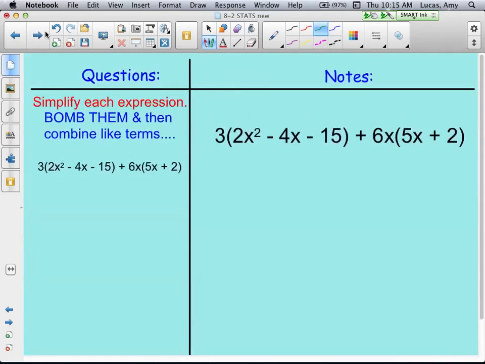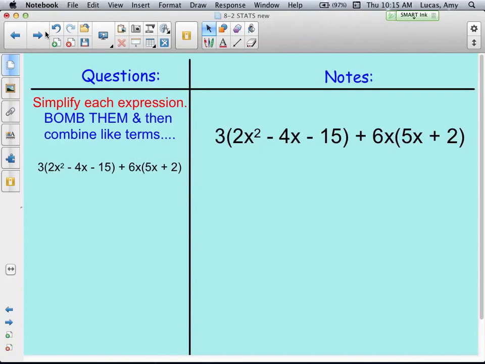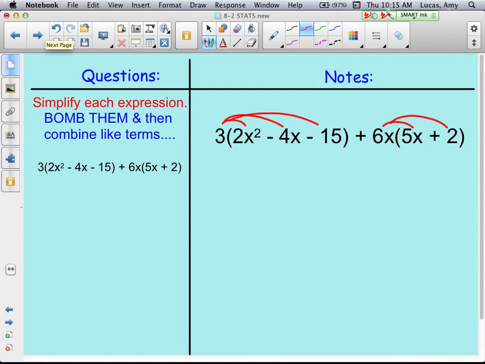Okay, now to simplify each expression, distribute them, and then combine like terms. On these, we're combining the last lesson where we were adding and subtracting our polynomials. So we're going to have to distribute first. Remember, whenever you see parentheses, you want to distribute. So we're going to distribute on both of these to start us out.